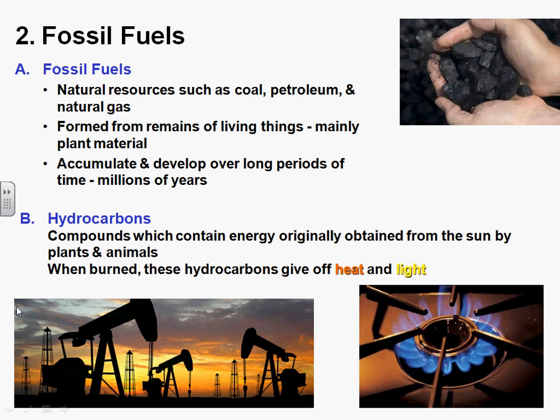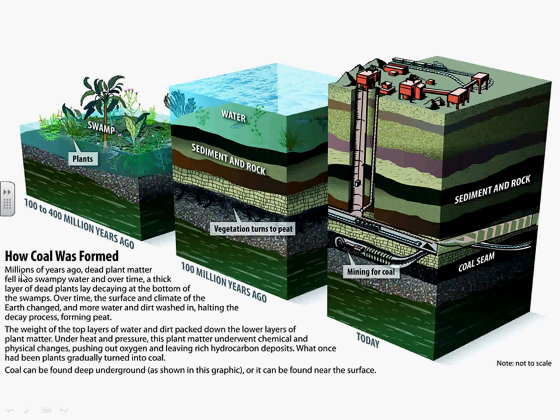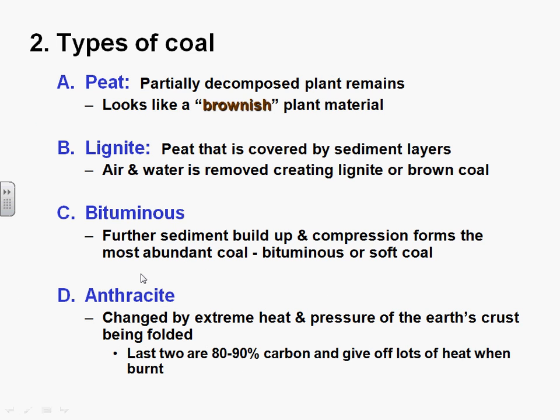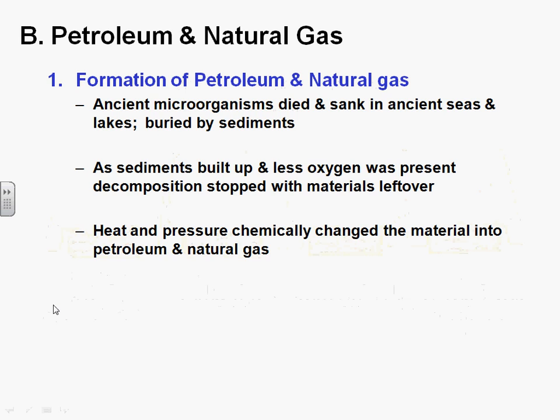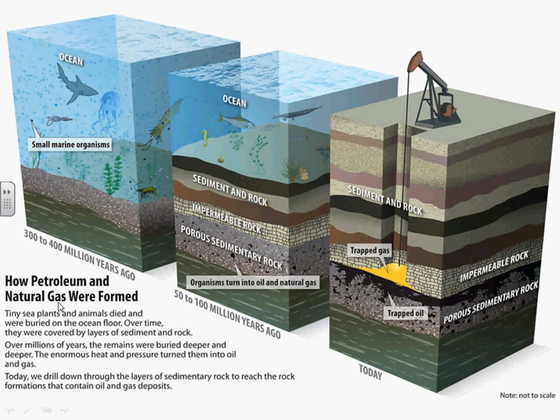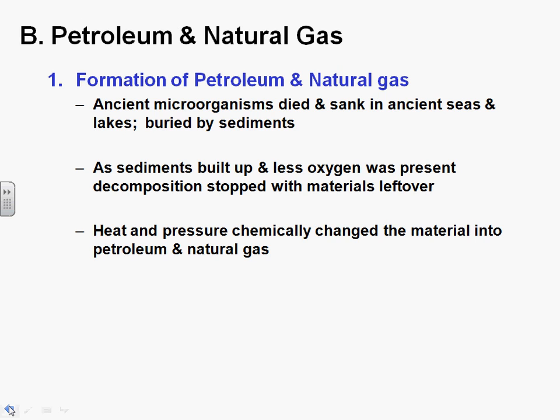So, we've already done this, done this, done this, done this. I'm going to come back to this diagram right here and kind of take a look at that. I'm going to come back to this diagram and compare it to one that we do here in a minute. We talked about peat. We talked about coal. All right. So, petroleum and natural gas.